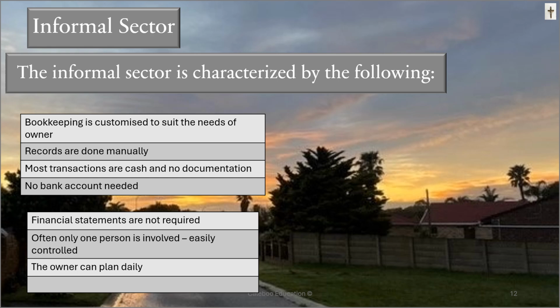On the other hand, in the informal sector, certain characteristics can be found. The bookkeeping is customized to suit the needs of the owner. Records are done like we've been doing in these videos, manually. So they're not using computerized software. Remember, computerized accounting software is expensive, so bigger businesses will use it. Small businesses, normally not a lot of money involved.